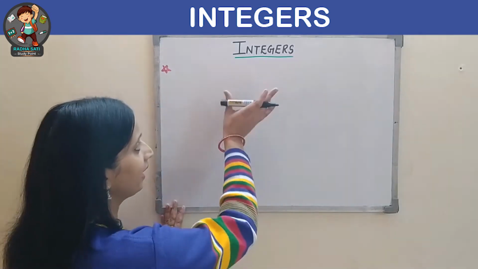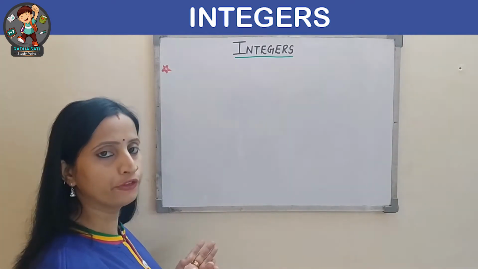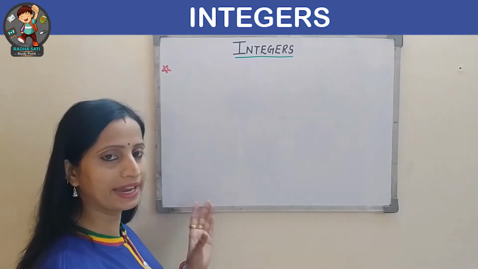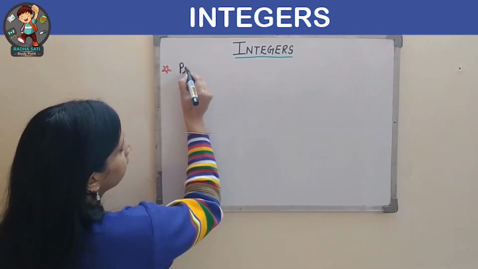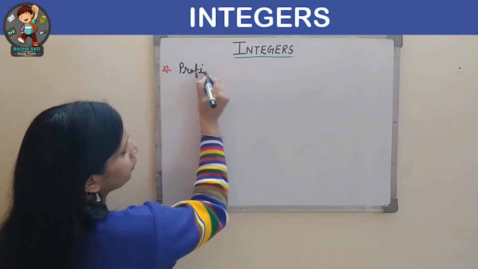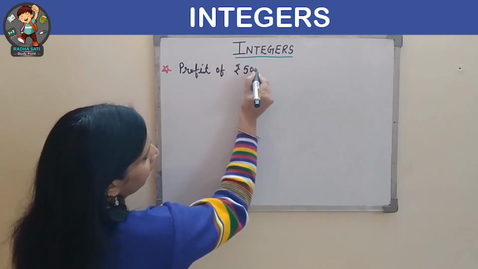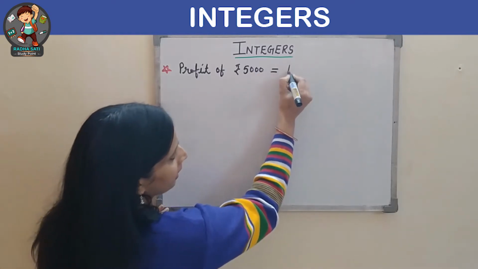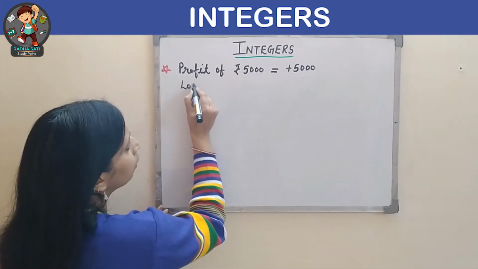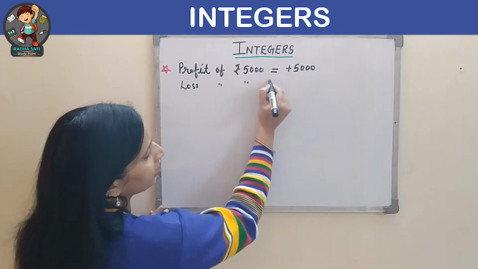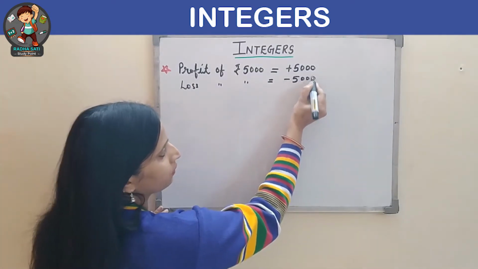In our real life, there are many situations which are just opposite of each other. And for them, we can use this plus sign and minus sign. For example, profit and loss are just opposite of each other. So if there is a profit of rupees 5,000, then we can use the plus sign, plus 5,000. But if there is a loss of rupees 5,000, then we will use the negative sign, minus 5,000.